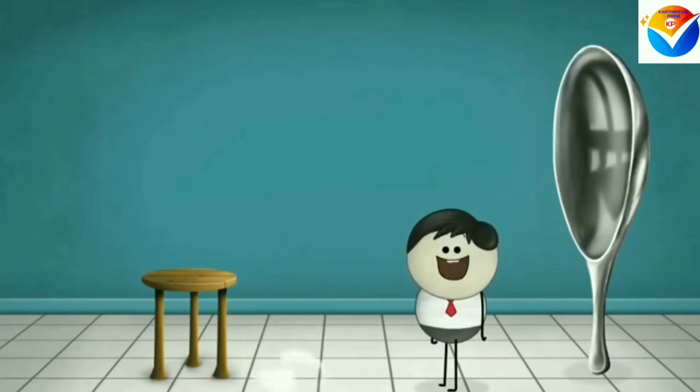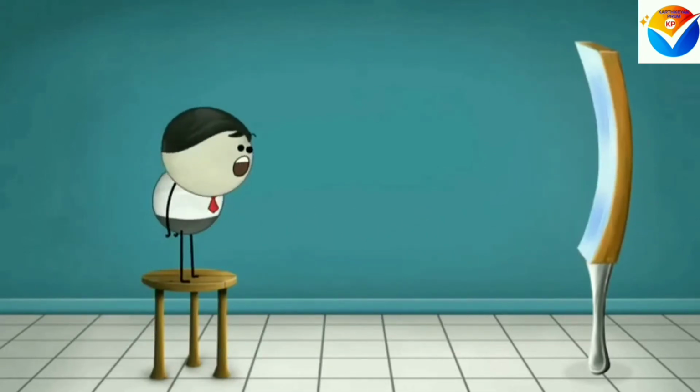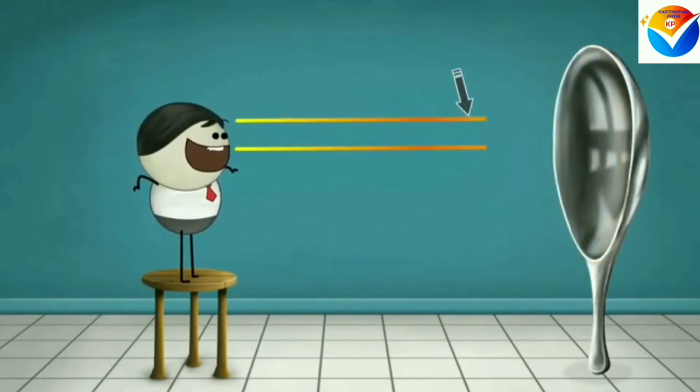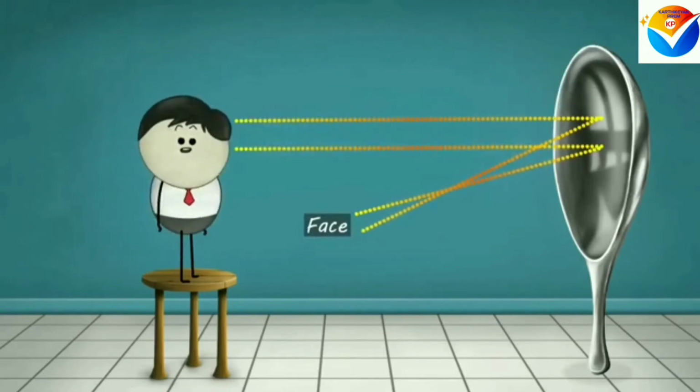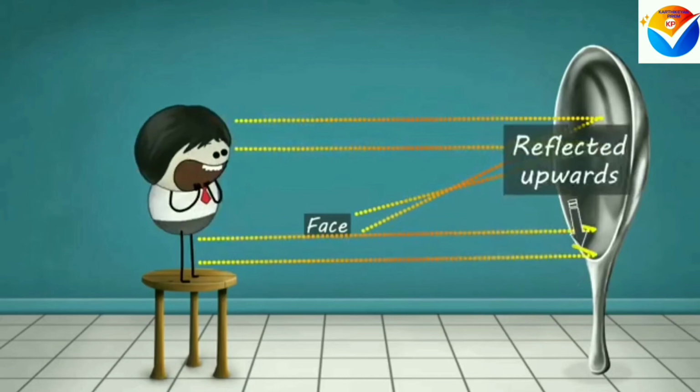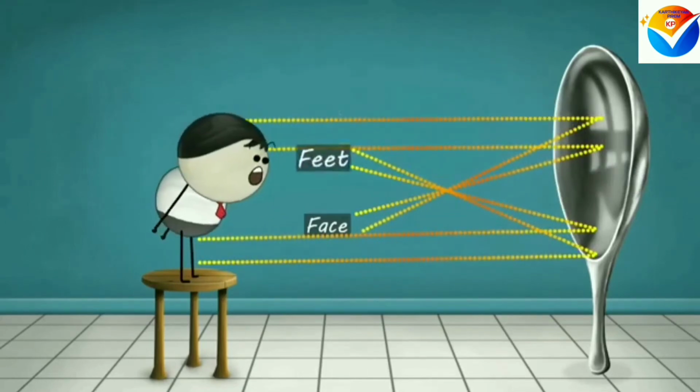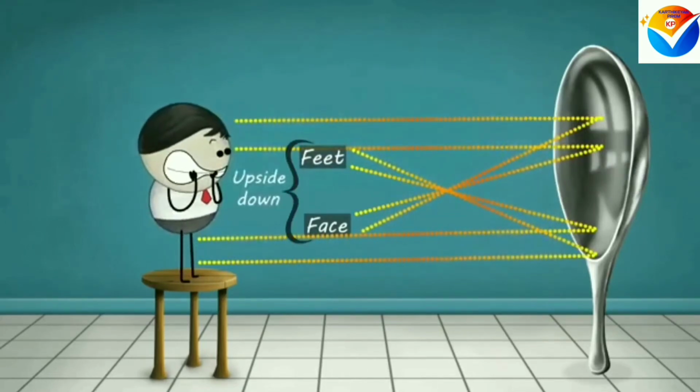When you see yourself in a spoon, which is like a concave mirror, the light rays from your face fall on the top of the spoon and get reflected downwards, while the light rays from your feet fall on the bottom of the spoon and get reflected upwards. As a result, you see yourself upside down.